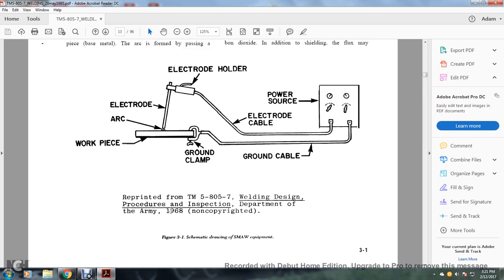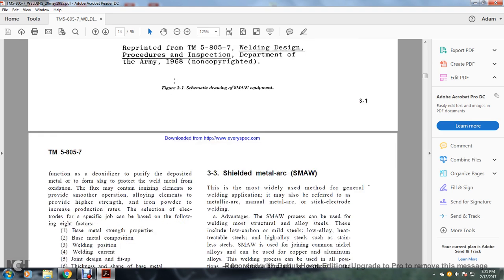Alright, here is your schematic drawing of the shielded metal arc welding. You have an electrode holder, your electric arc, your ground clamp to the workpiece, the electrode cable, the power source, and the ground cable to the electrode holder. That's your shielded metal arc welding: stinger, electrode, arc, workpiece, ground clamp, ground cable, power source, and electrode cable.